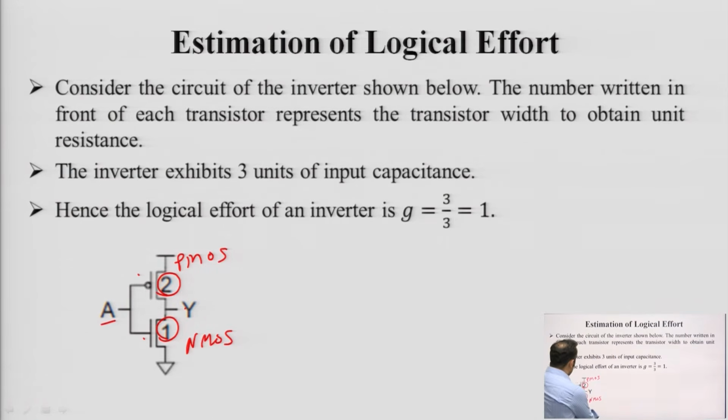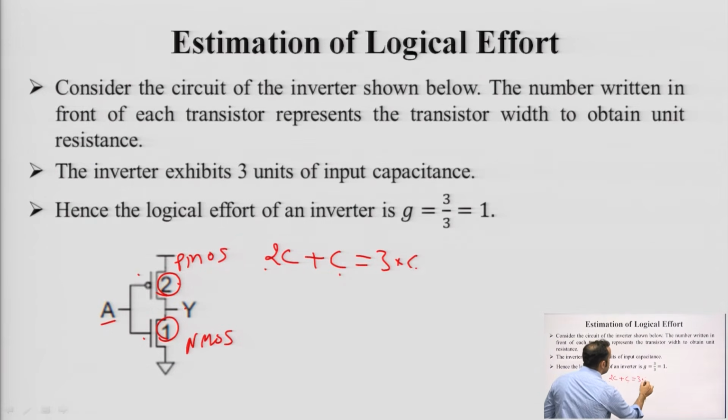So, whatever input you apply to this inverter, it is going to see 3 units of input capacitance: 2 times C from the PMOS plus C from the NMOS. This much capacitance comes from the PMOS and this much comes from the NMOS. So, in total it produces 3 times C, where C is the capacitance of a unit transistor. And if I go by the definition of logical effort, that is the ratio of the input capacitance of the driving gate to the input capacitance of an inverter producing the same output current.